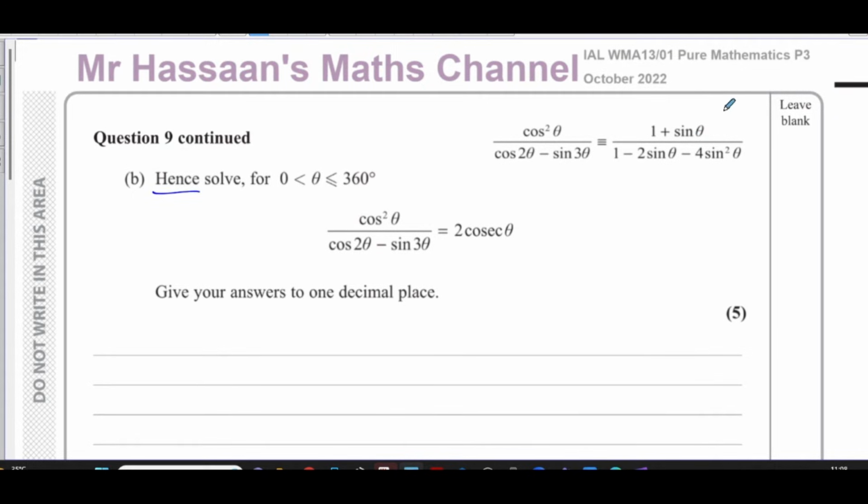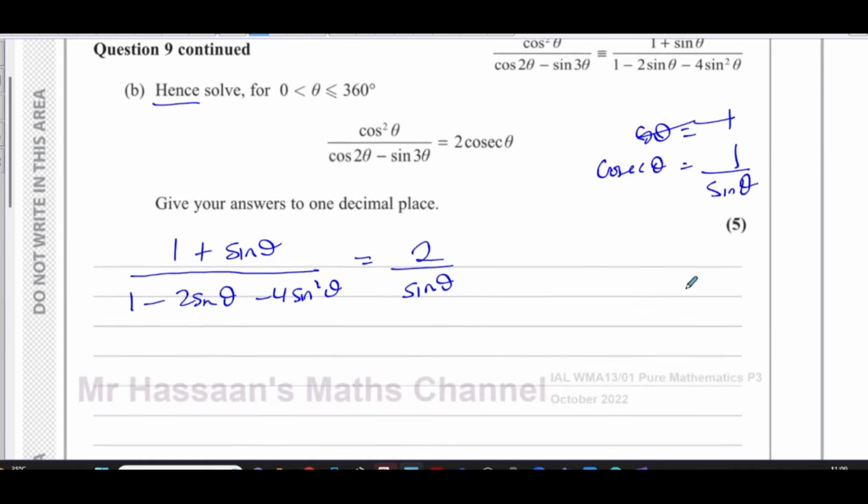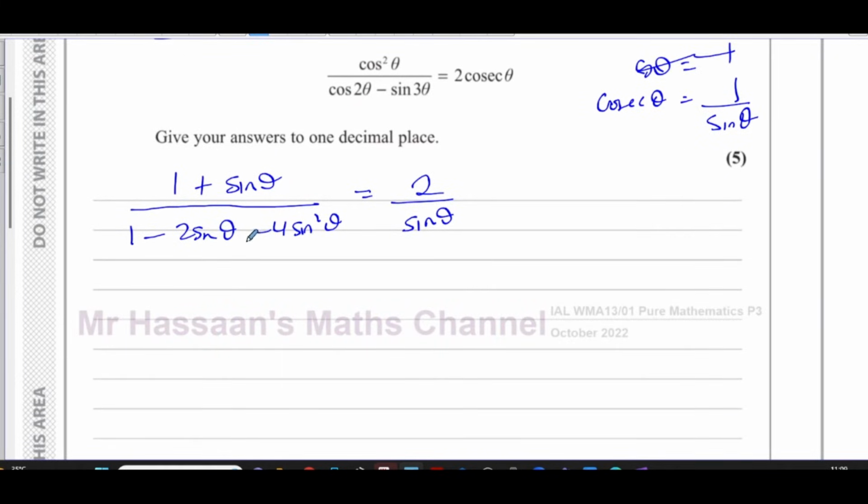So I'm going to replace this with this fraction here, 1 plus sine theta over 1 minus 2 sine theta minus 4 sine squared theta. And we want to make it equal to 2 cosec theta, which is the same as 2 over sine theta. I'm just going to write it so that everything is in terms of sines. We know that cosec theta is the reciprocal function of sine theta, right? So now I'm going to multiply both sides by sine theta and also by this quadratic here to get rid of the fraction.